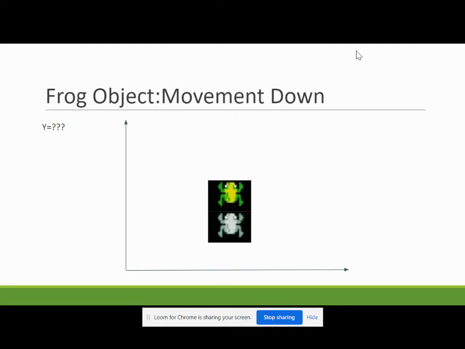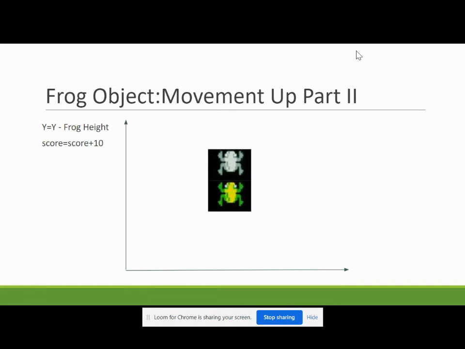Down, well, I'll let you come up with that algorithm. I'm not going to give all the answers away. Now, also, if you're playing the game, you may notice that when the frog moves up, the score increases by a factor of, let's say, 10. So every time the frog moves up the screen, we're going to use the algorithm score equals score plus 10.